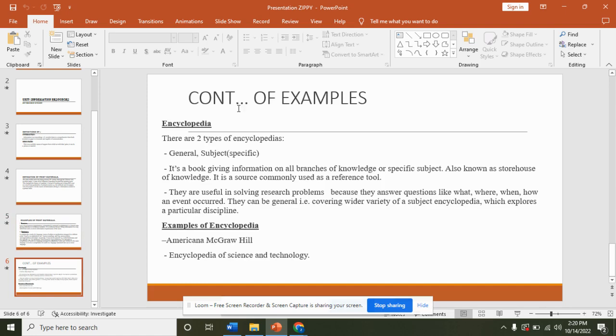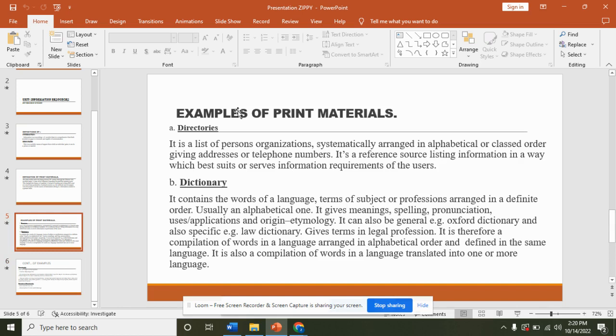For my case, I have defined examples of print materials. I have directories, I have a dictionary, and an encyclopedia. For this case, I've given you the meaning of directories. What kinds of books are these? What does it contain inside? Can someone read for us what a directory is?